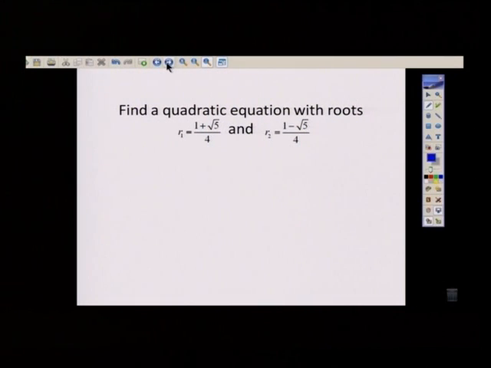Okay, so next. This time I gave you the two roots. I'd like you to go backwards and find what equation, or at least a quadratic equation, would have those roots. So one way to do this would be to find the sum and the product. So the sum of the two roots would give me 1/2.